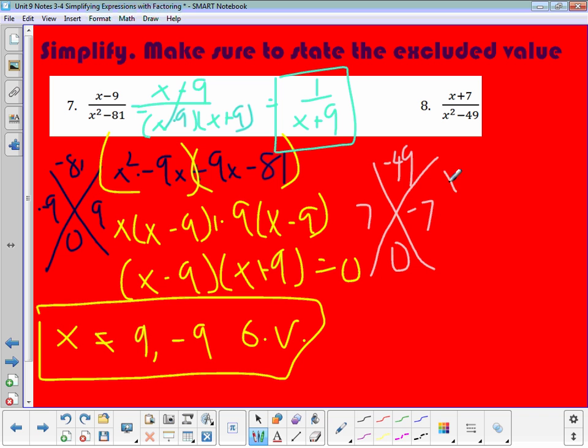Remember, let me set up the grouping part for you. So this is going to be 7x minus 49. I want you to go ahead and finish factoring that and simplify the expression. Make sure you give me your excluded values as well.